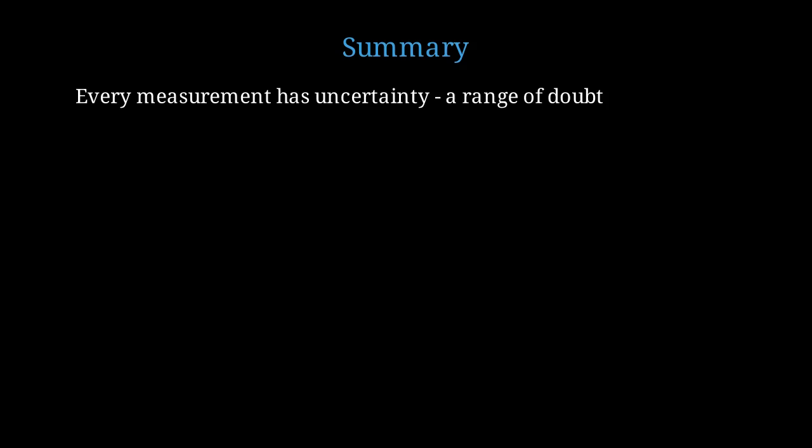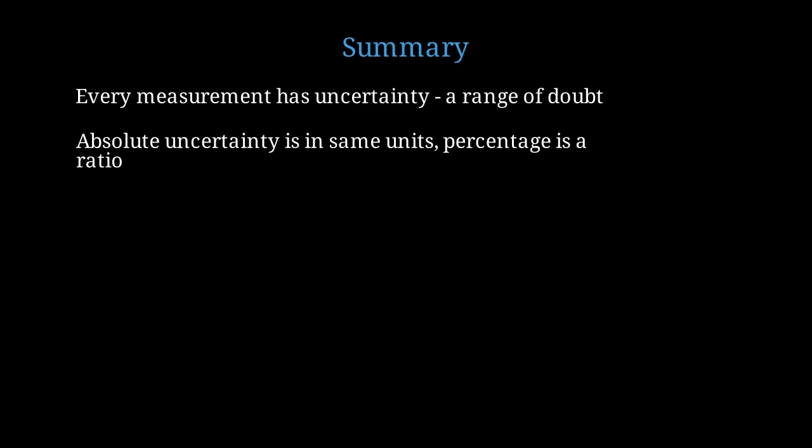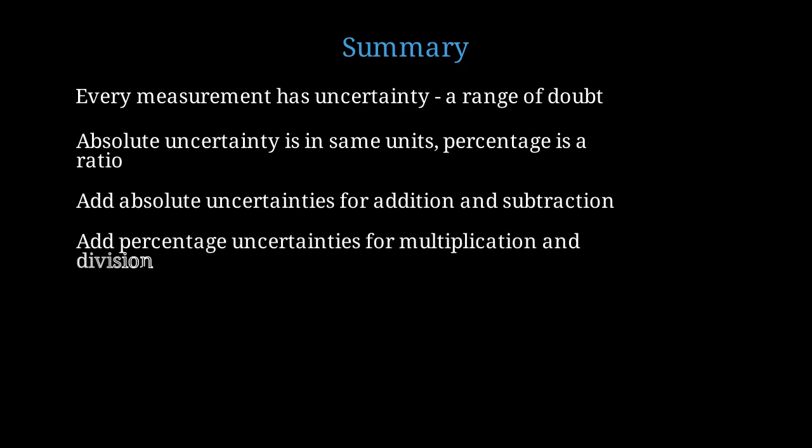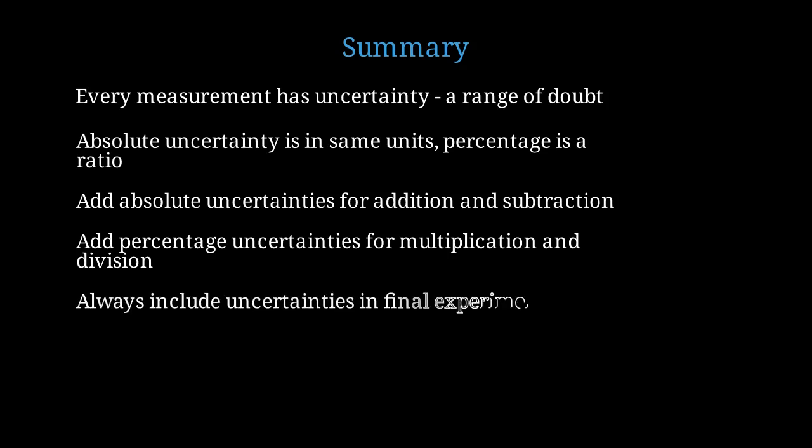Let's summarize what we've learned about uncertainties in physics. Every measurement in physics has an associated uncertainty representing the range of doubt. We can express uncertainty as absolute values in the same units, or as a percentage of the measurement. When adding or subtracting, we add the absolute uncertainties together. When multiplying or dividing, we add the percentage uncertainties together. Always remember to include uncertainties in your final experimental results to show the reliability of your measurements.